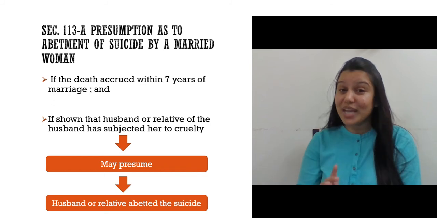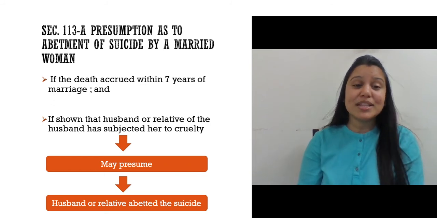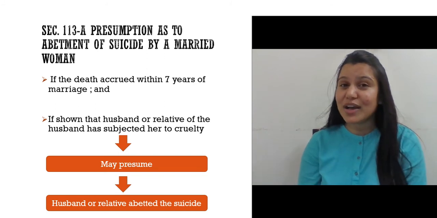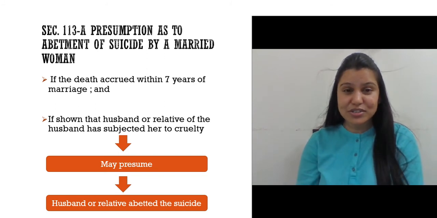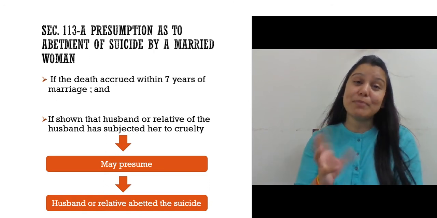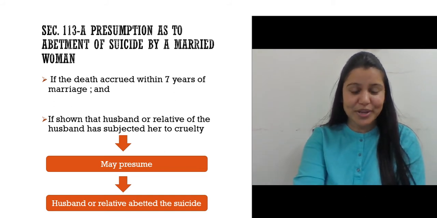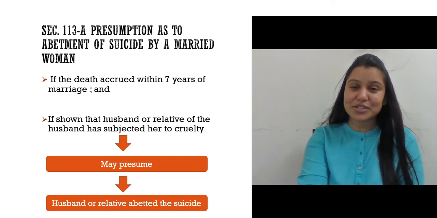Then the court may presume, not shall presume, that the husband or the relative has abetted the suicide. It is just may presume. It may even call for other evidence. Court is not bound because may is not mandatory. So the court may presume. Right? With this, let's move on to the next section.